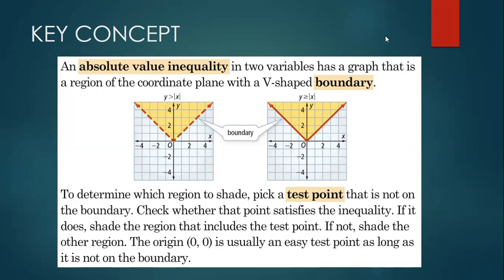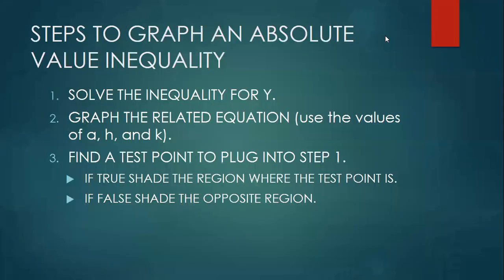To determine which region to shade, pick a test point that is not on the boundary, okay? And you check whether the point satisfies the inequality. If it does, you shade that region, and that includes the test point. If it doesn't, then you shade the other region, okay? When possible, you should always try to use 0, 0 as your test point, unless it falls on the boundary line.